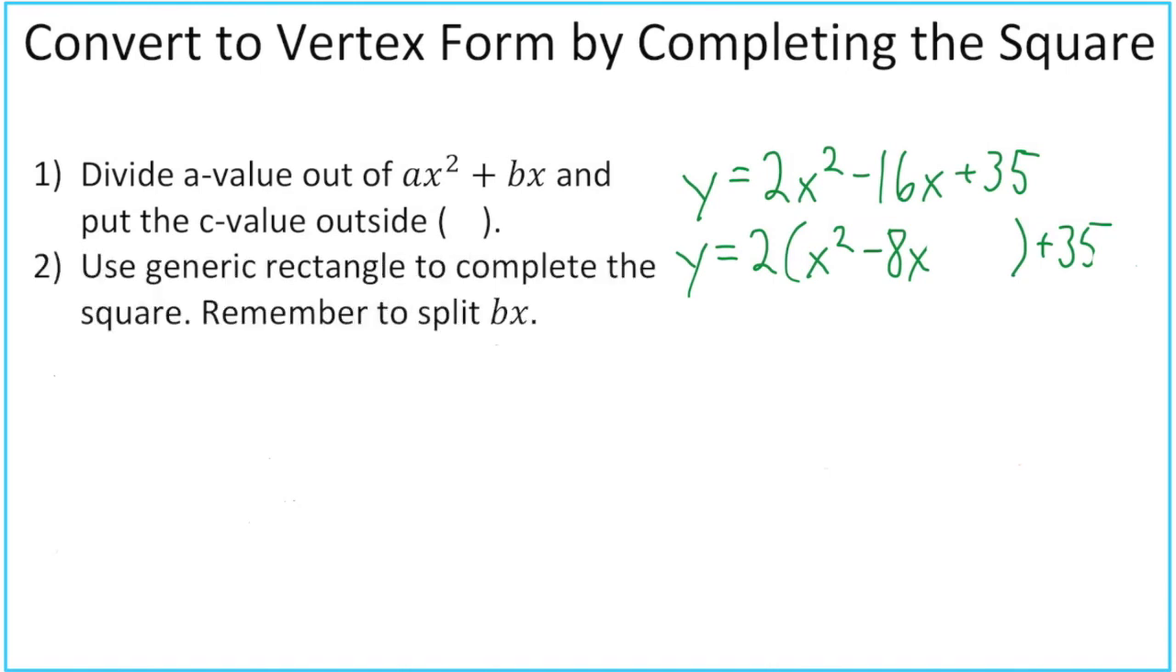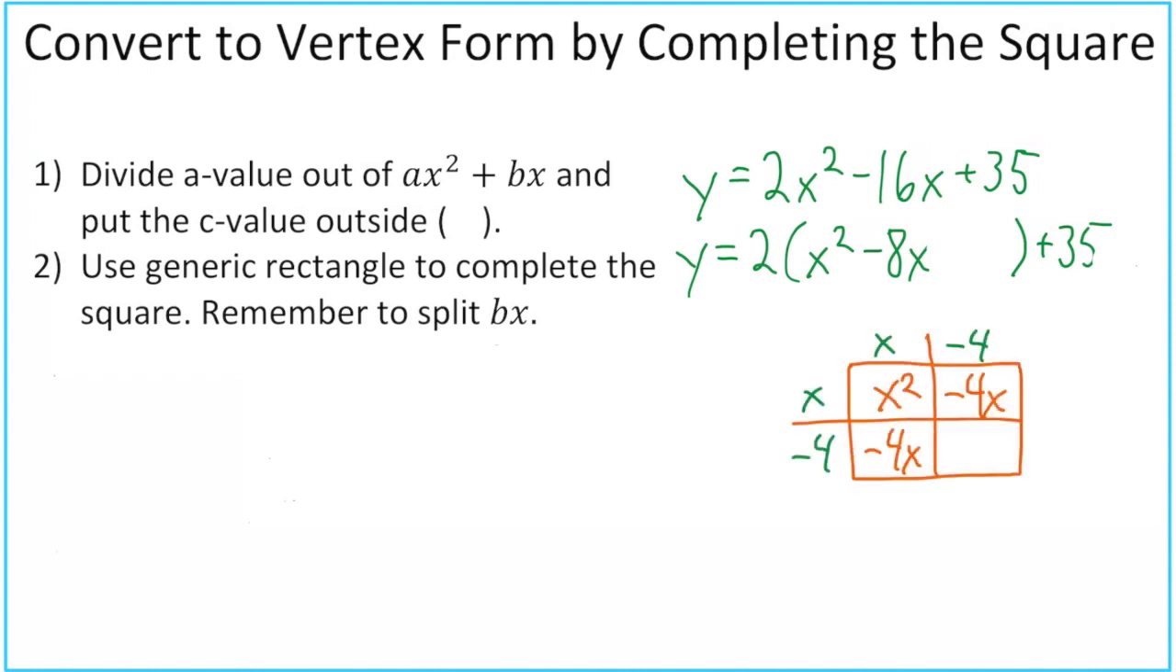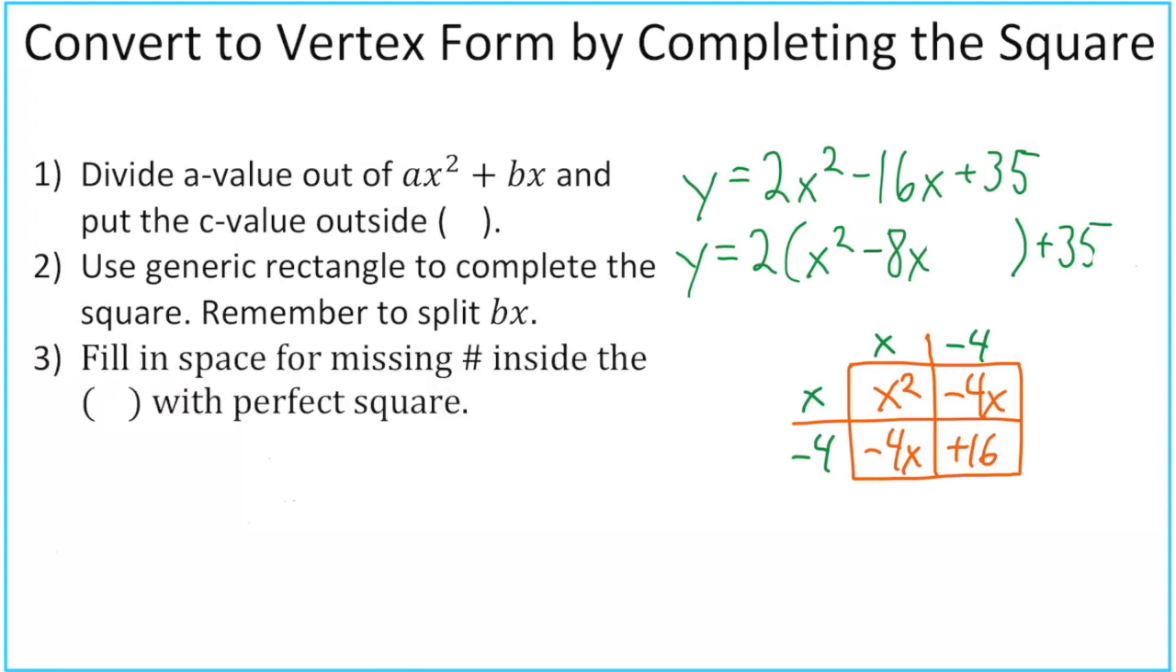The next step is to use a generic rectangle to complete the square. Remember, the bx part, that negative 8x, is going to get split between the two diagonal squares. And then when we go negative 4 times negative 4, we get positive 16 in the last square. So the next step is to take that positive 16, and it goes into the space for the missing number that's inside the parentheses.